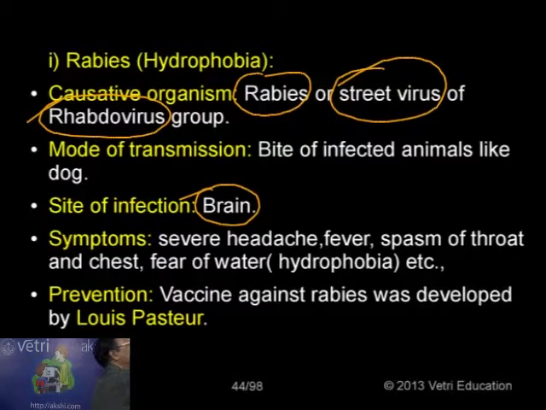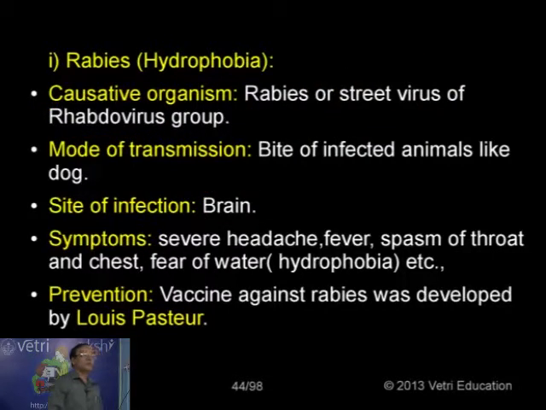As the virus reaches the brain, causing damage to the brain cells, we can have severe headache and fever. And another symptom, the person is unable to even eat or drink liquid food. This is because of the tightening of the muscles of the neck and also the tracheal muscles. So the person is unable to swallow or drink liquid food, because of the spasm of the throat and the chest.